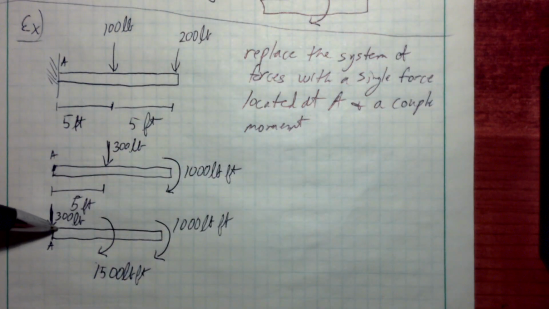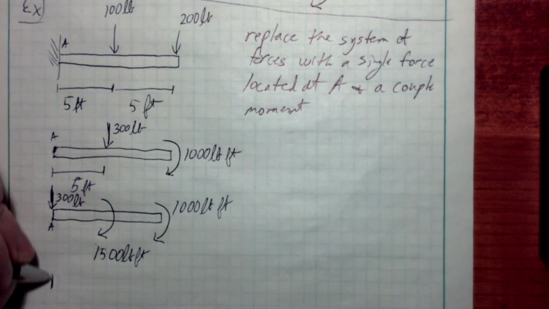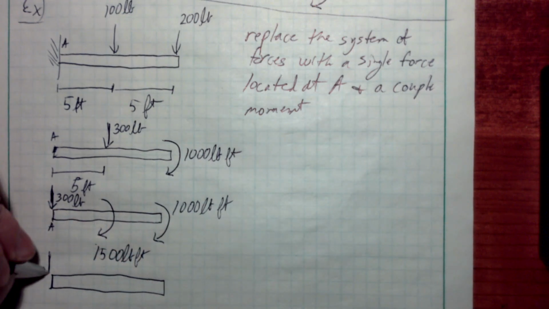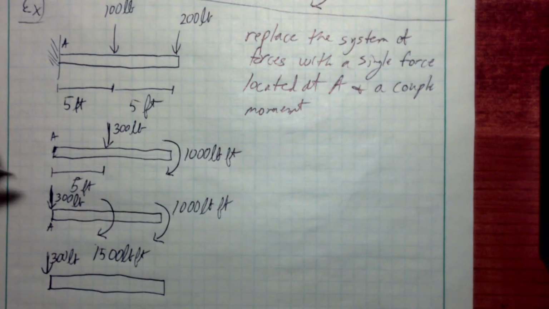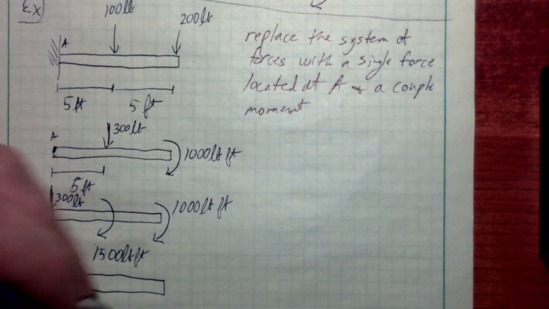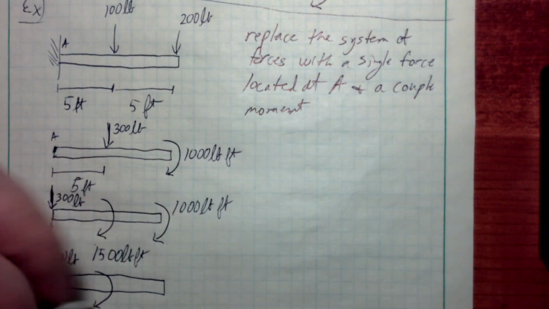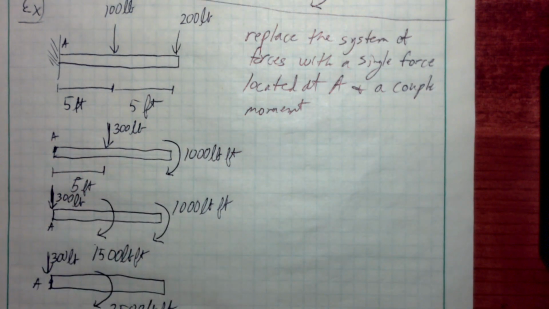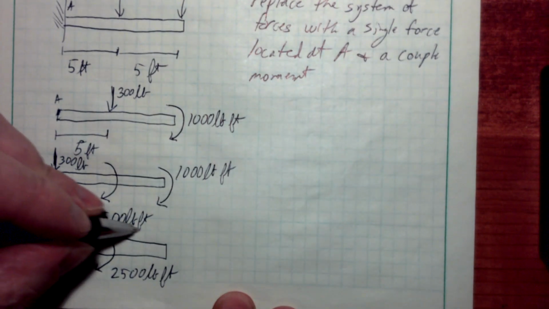Here I've got one force located at A, but I've got two couple moments. Again, this is a bit overkill. If you're comfortable just skipping to this final step where you say, well, you know what, it's a total of 300 pounds at point A, and it is a total of 1,500 plus 1,000, 2,500 pound-feet, or 2.5 kip-feet. And this would be kind of your final answer.